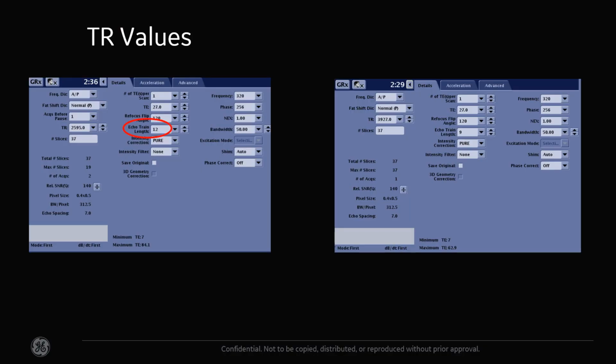Another interesting point you may have noted is when we're running the scan with an ETL of 12, it was divided into 2 packages, which took our TR well below 3,000 to 2,595. In difference to the scan required with an ETL of 9, which was only one package and had a TR of just under 4,000. Now the advantage of that is we are getting full relaxation of all the water molecules in the transverse plane back up into longitudinal for the next excitation without the need for a crusher pulse or a fast recovery pulse.